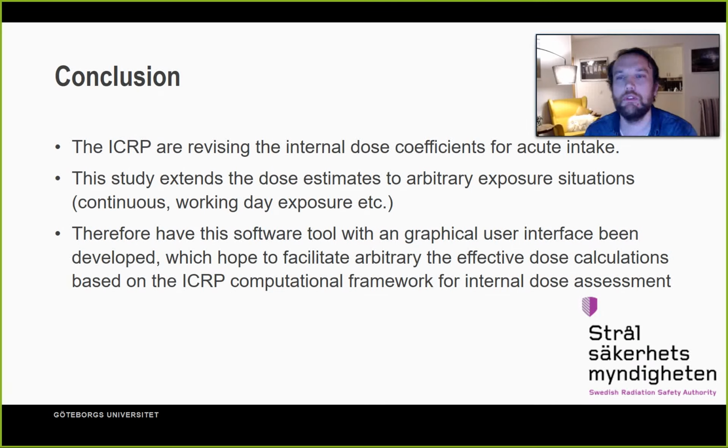As a conclusion, the ICRP is revising the internal dose coefficients for acute intake. This study extends the dose estimations to arbitrary exposure scenarios, continuous working day exposure, etc. Therefore, this software tool with a graphical interface is being developed, which we hope will facilitate arbitrary and effective dose calculations based on the ICRP computational framework for internal dose assessments.